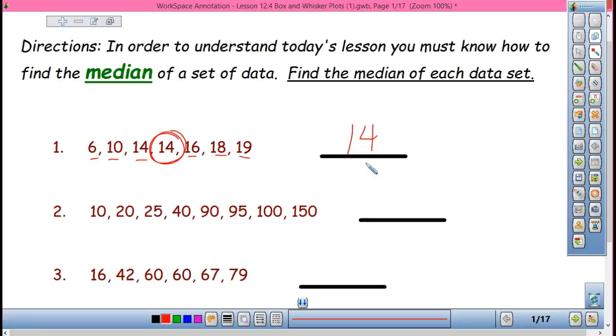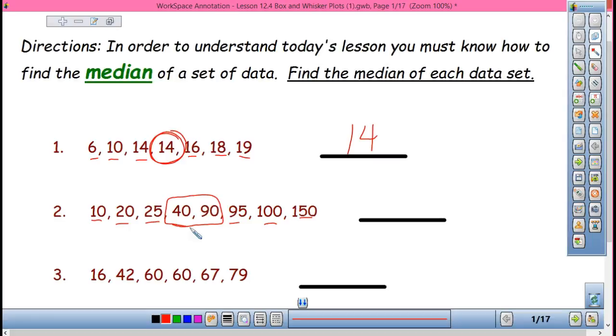Okay. Now I am going to tell you today you might not want to cross them off, because we're going to end up using them again. So don't always cross them off. So this guy, boom, boom. Uh-oh. How many do I have in the middle? I have 2 in the middle now because I have an even number of data points.